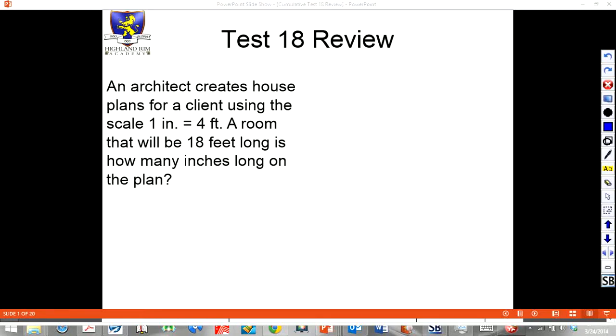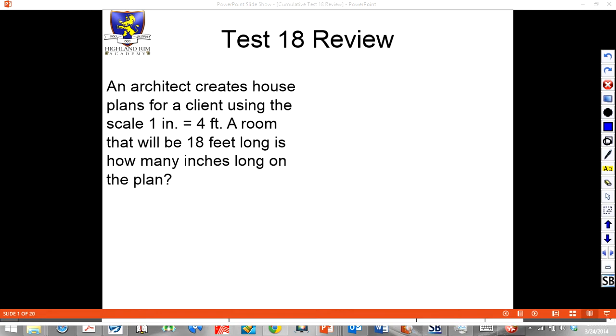Pyrus. What we're doing is we're trying something new and a little bit different, and hopefully this will be helpful to you. What we're going to do is do a review for test 18. I know you guys are getting most of this already, but let's give you a last chance to review here. So let's give it a shot. Let's jump right into it.